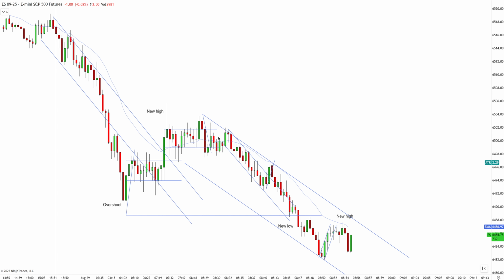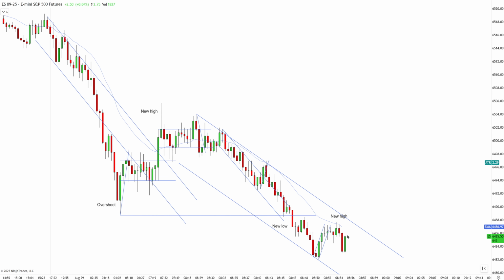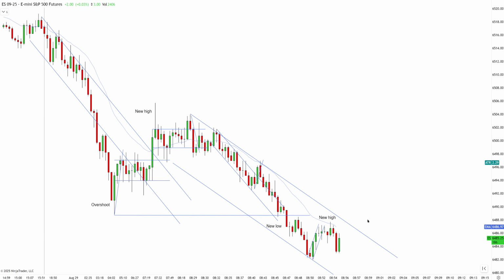So I like keeping the secondary channel in play because we may have a downtrend continuation. So I'm going to be attentively observing how prices react to the EMA. If we keep going lower, I'm still going to keep playing the secondary downtrend right here. Let's see what's going to happen.